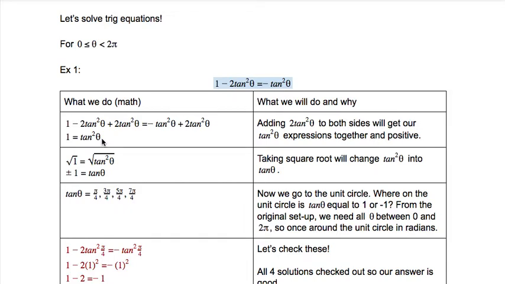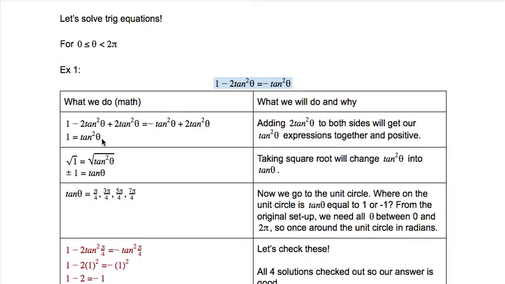Now, when I have a tangent squared, one of the things I would need to do next is then take a square root of both sides. So I did that. And you can see that I had to account for having both the positive and the negative option.